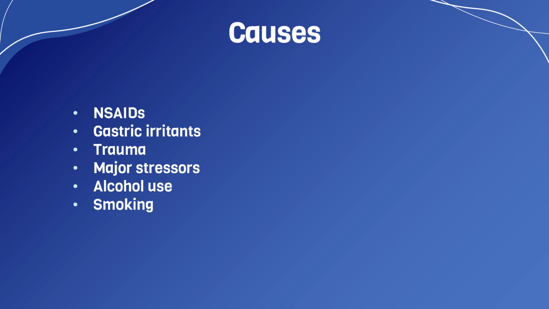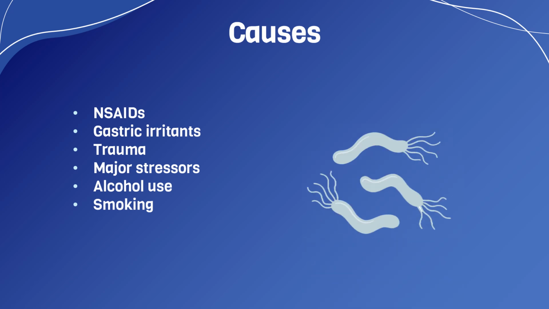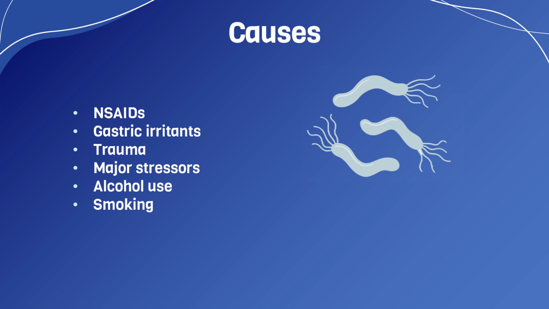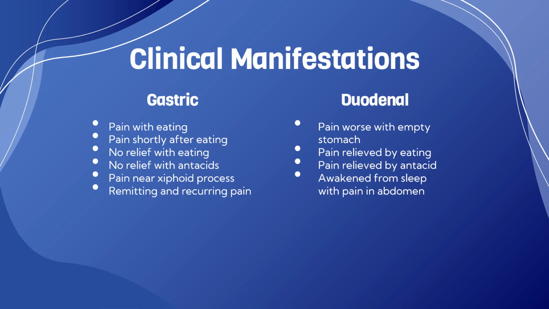So some causes of ulcers: NSAID use, remember that's going to cause that gastric irritation or that gastritis; gastric irritants, things that are going to increase the secretion of acid; trauma; major stressors, which we talked about already in gastritis; alcohol use; and smoking. And of course, our friend H. pylori, because again, that's chronic inflammation, and H. pylori will actually proliferate when there is more acid present.